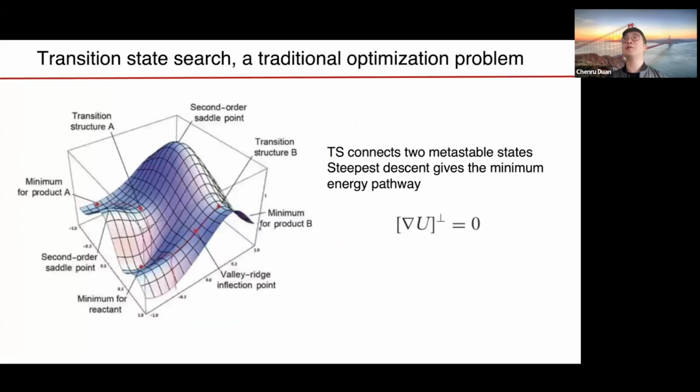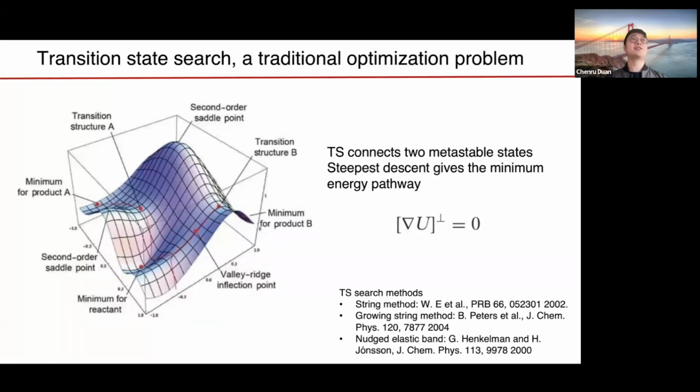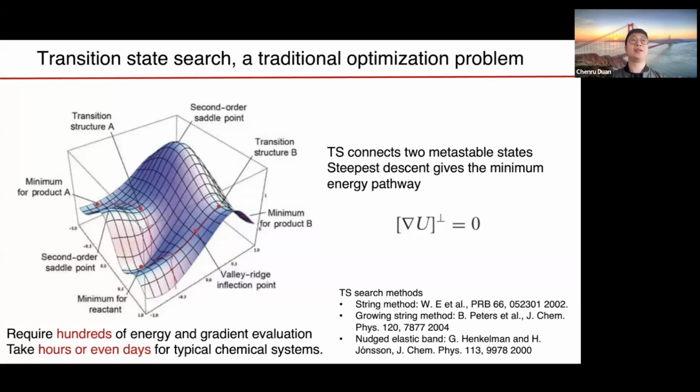But one thing that we want to focus a little bit more on is the transition state search, which is a traditional optimization problem. As a little recap, the transition state is the highest energy point that connects the reactant and product together, and it lies on a path which we call the minimum energy pathway. Along the path, all the perpendicular forces are basically zero. Traditionally, there has been a lot of development on the transition state search problem, for example, the string method, growing string method, and nudged elastic band. But all of them require hundreds of energy and gradient evaluations, here particularly with density functional theory, and it will take hours or even days to complete or fail for typical chemical systems.